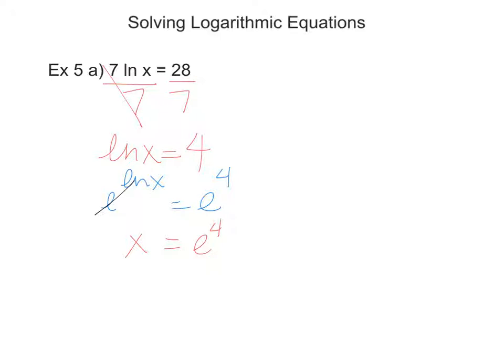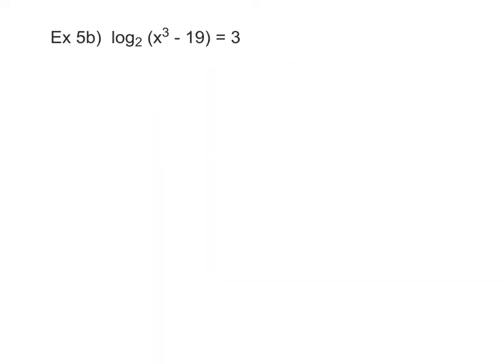On these particular problems, they have you just leave it in terms of e. If you have to round it to a decimal place, then just plug that into your calculator. Remember, the E button is the second key to the natural log, so you can usually find it that way. Good, let's try another one.